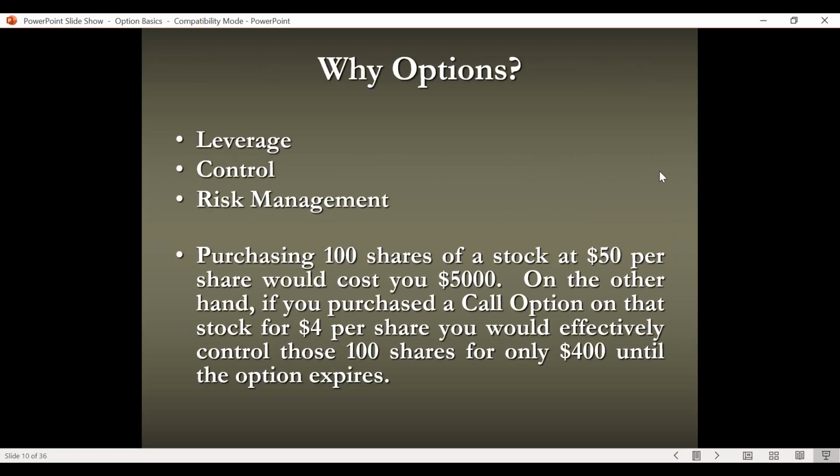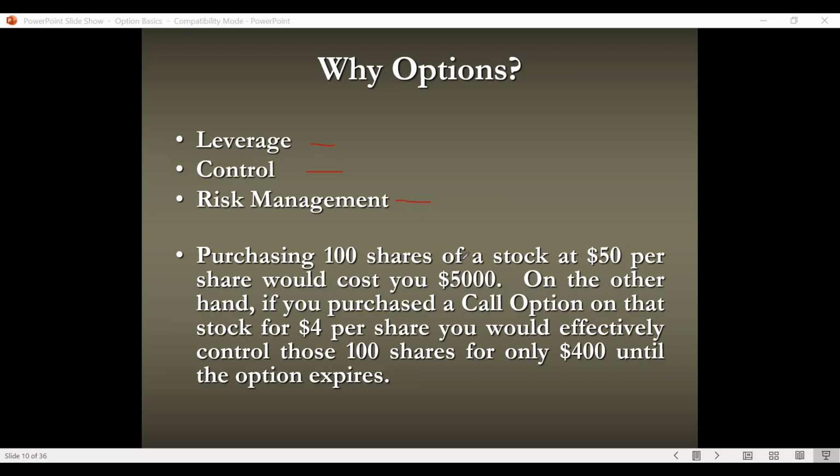Now, they may end up being worthless because, like I said, if that house went down in value, I'm not going to exercise the option. I'm just going to lose the $5,000, but I'm not going to lose more than that. So we like the control. And I would even add in there risk management. I can't lose any more than what I put into that option.